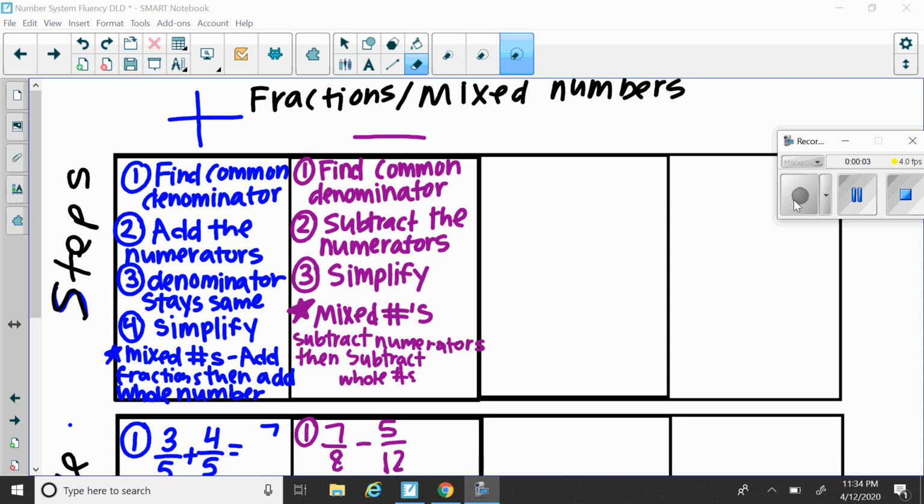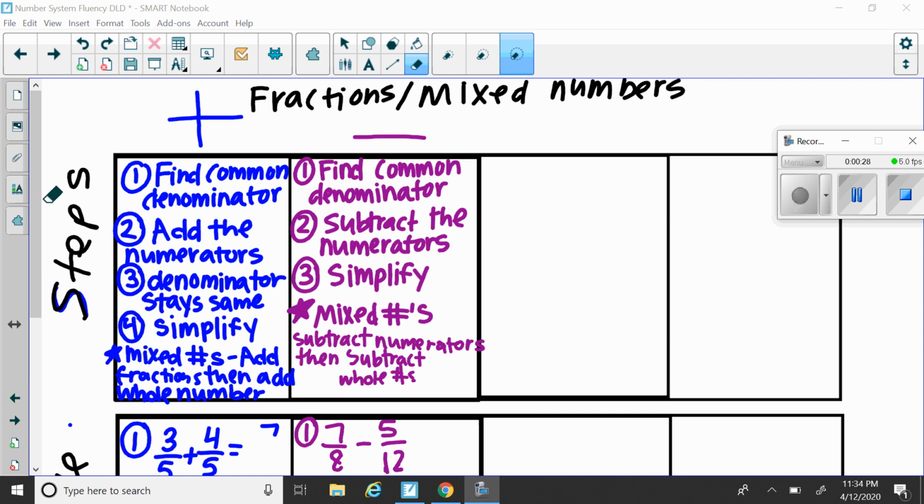Hello. So yesterday we talked about adding and subtracting fractions. Today we're going to take some notes on adding and subtracting mixed numbers, as well as do some practice. After you watch this video, you'll have 10 practice problems to do that go towards a completion grade for this week. So make sure you use these notes to help you with that.